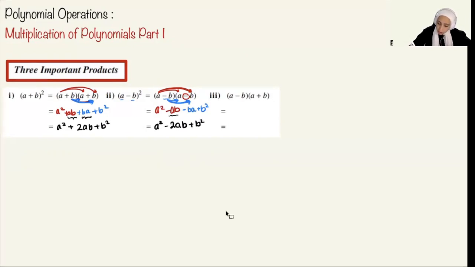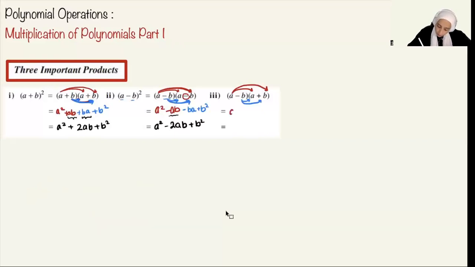All right, let's do the next important product, which is multiplying the sum and difference of two variables. So here's our sum, here's our difference, and we're multiplying them. So again, we're going to use distribution. First term with first term with second term, second term with first term, second term with second term. All right, so what do we get?